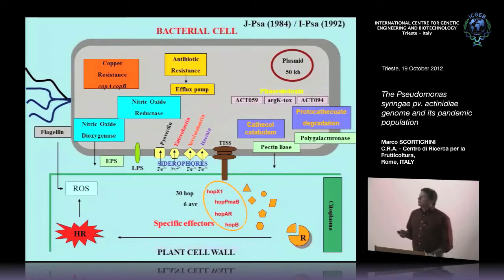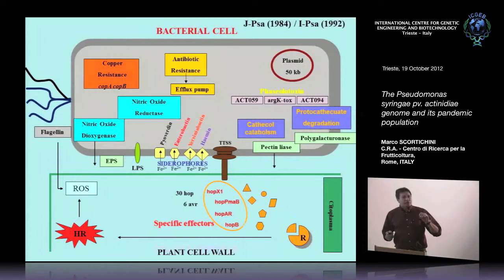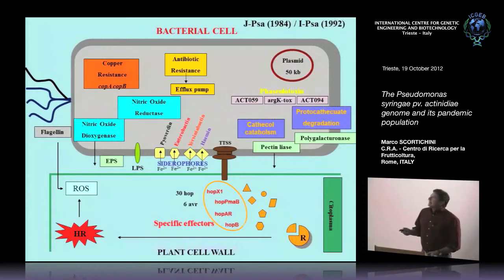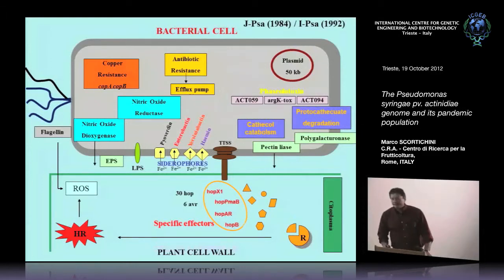I just put these two sets of genes to refer to the initial image showing how destructive the bacterium is for the woody tissue. And these are enzymes involved in resistance to the plant's reactive oxygen species. And these are important: copper resistance, antibiotic resistance. And this category is also very important. Siderophores are molecules that capture iron.